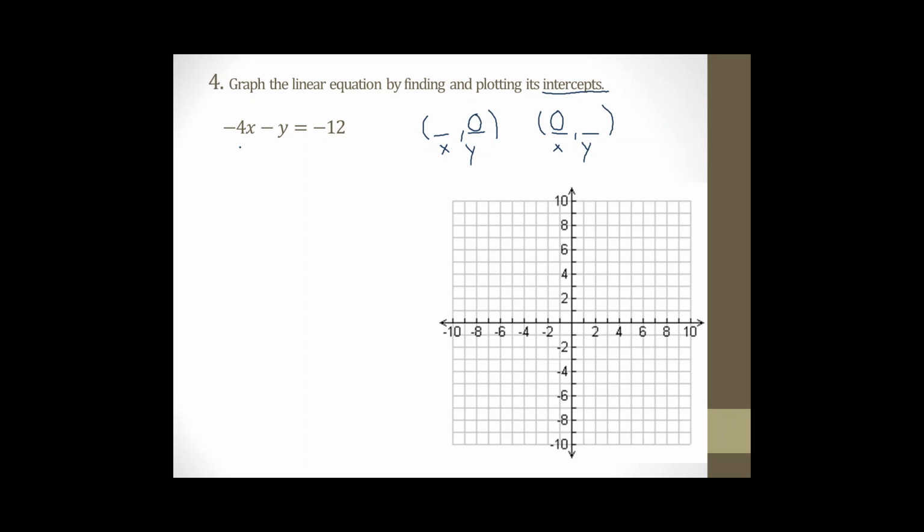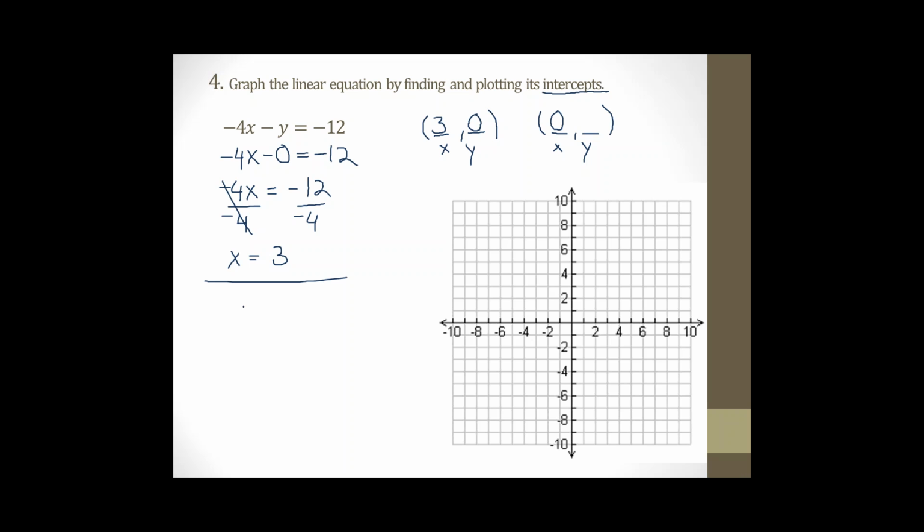So let's find the x-intercept first by plugging in a 0 for y and then solving for x. So I can just take out the 0 and then divide both sides by -4. So x equals a +3 right here.